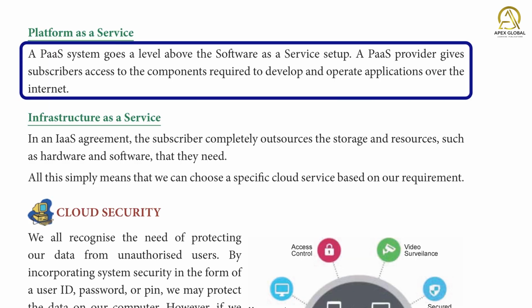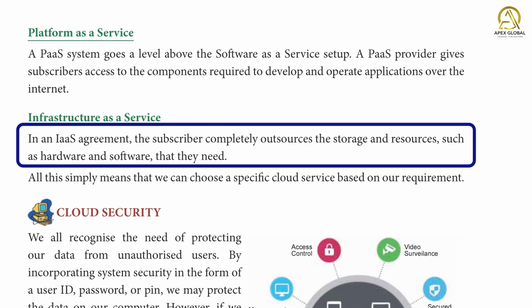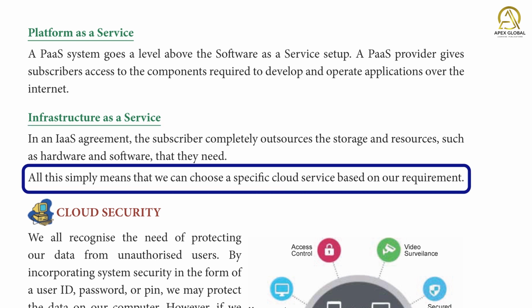A PaaS system goes a level above the software as a service setup. A PaaS provider gives subscribers access to the components required to develop and operate applications over the internet. Infrastructure as a service. In an IaaS agreement, the subscriber completely outsources the storage and resources such as hardware and software that they need. All this simply means that we can choose a specific cloud service based on our requirements.